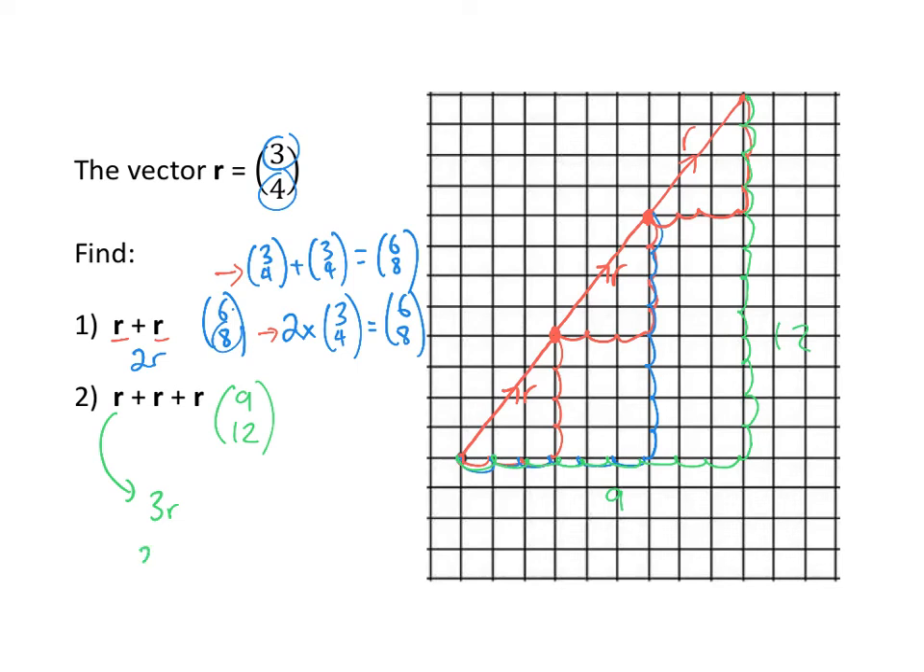So I could have just done 3 times r, which was 3, 4. 3 times 3 is 9, and 3 times 4 is 12. So it's actually very, very easy to multiply a vector by a scalar. So, for example, if you have r, it could be easy to find 2r, 3r, 4r, 10r. You could even multiply by, say, 3 over 2 r. So you can multiply it by a fraction, any number that you could think of.